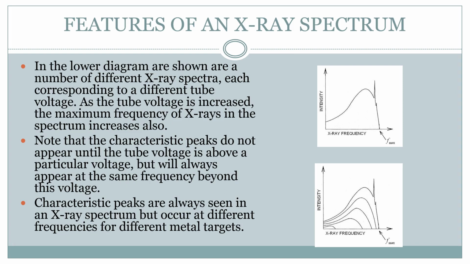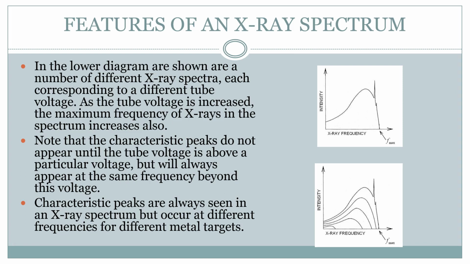Now, the other thing to note here, it's not very well shown in this diagram, but these little characteristic peaks do not appear in the X-ray spectrum until you get to a certain tube voltage. Once you've reached that tube voltage, any voltages beyond that will always contain those characteristic peaks at the same frequency values. So that tells us that the production of these characteristic peaks has got something to do with the voltage used in the X-ray tube, which of course determines how much energy the electrons carry when they bombard the target.